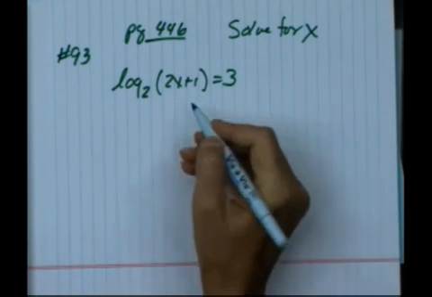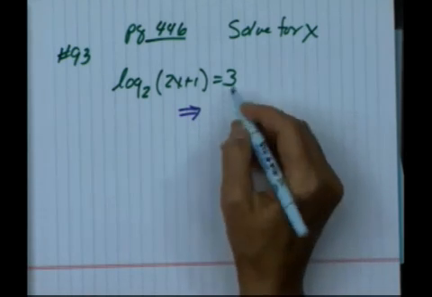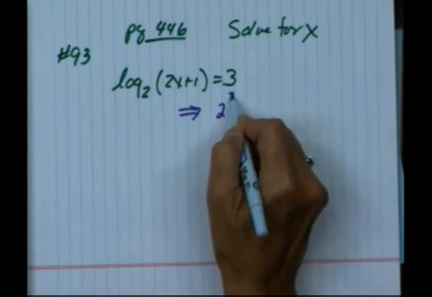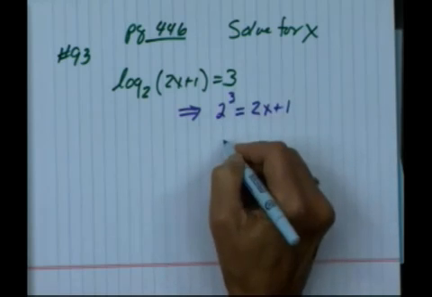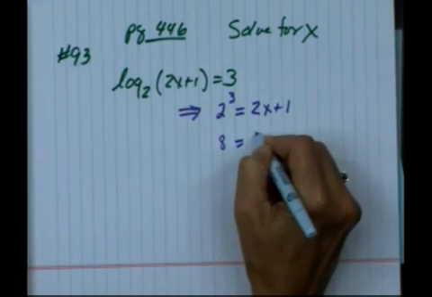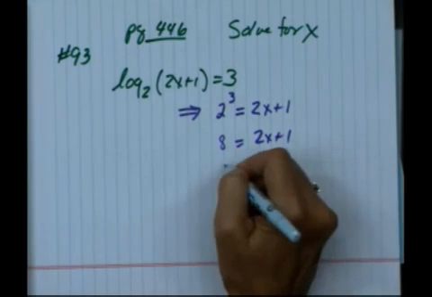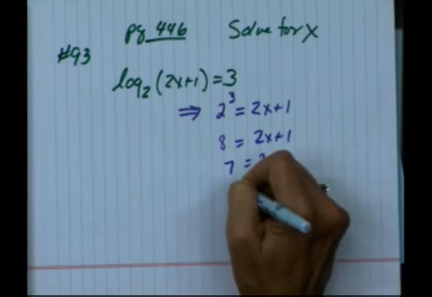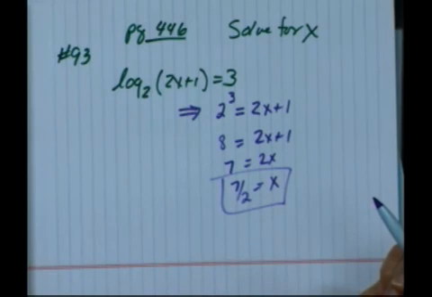Everybody's going to say, go ahead, go to exponential form. Exactly. So we're going to switch this to the equivalent exponential form. And what is that? 2 to the third equals 2x plus 1. 2 cubed is 8. 8 equals 2x plus 1, and then we'll just fly through this. 2x equals what? 7. X is equal to 7 halves. Okay?